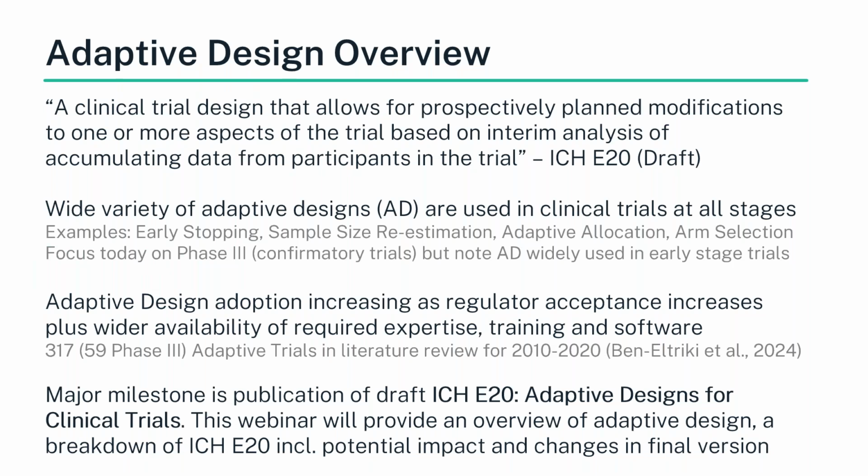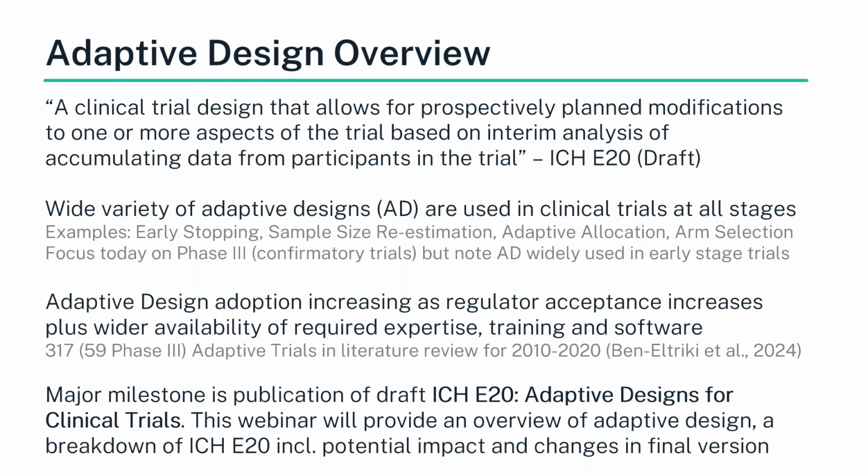And so, for example, even within the 2010 to 2020 period, where the regulatory context wasn't quite as friendly as it has been in the last 5 years, you still had 317 adaptive trials published in the literature based on a review by Ben Tricky et al. in 2024, and 59 of those were phase 3 as well. And that doesn't include all the ones that aren't published, like, for example, the failed trials and such. So obviously, there was growth in that period. It's accelerated since then, since the 2019 FDA guidance, and we expect that to continue to grow, especially with this now harmonization of regulatory perspectives across the globe, thanks to ICH E20.